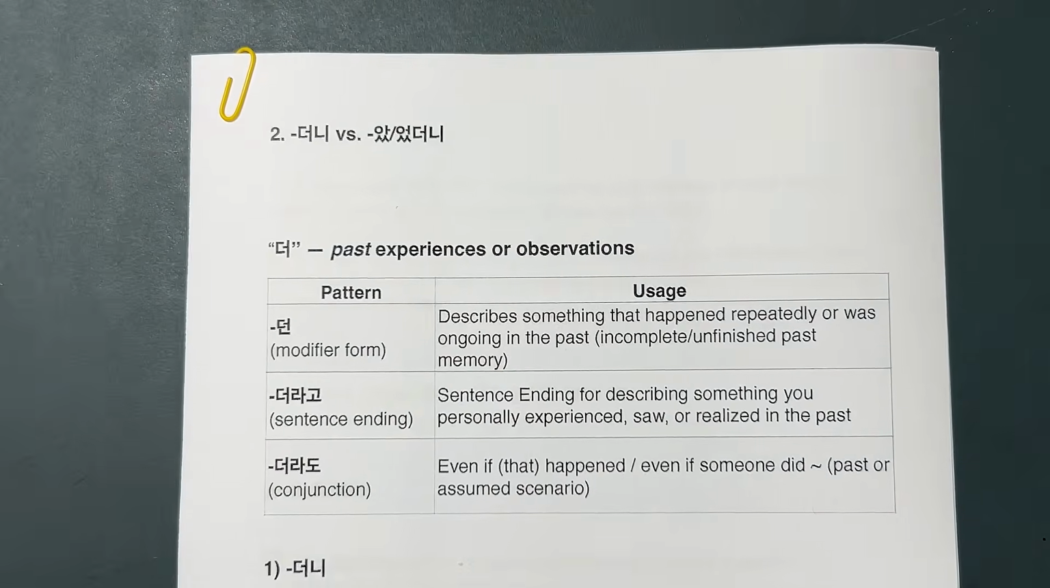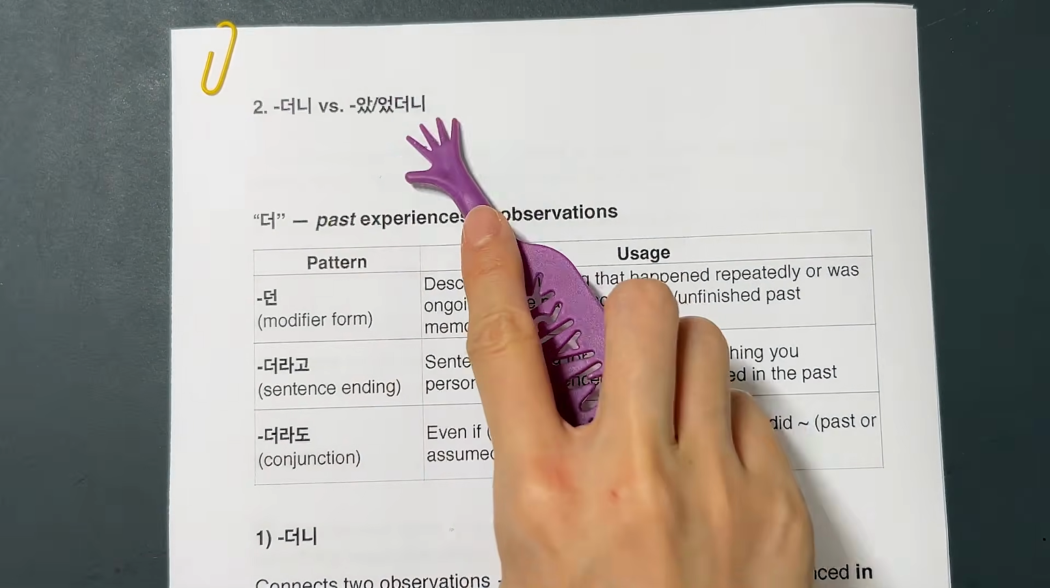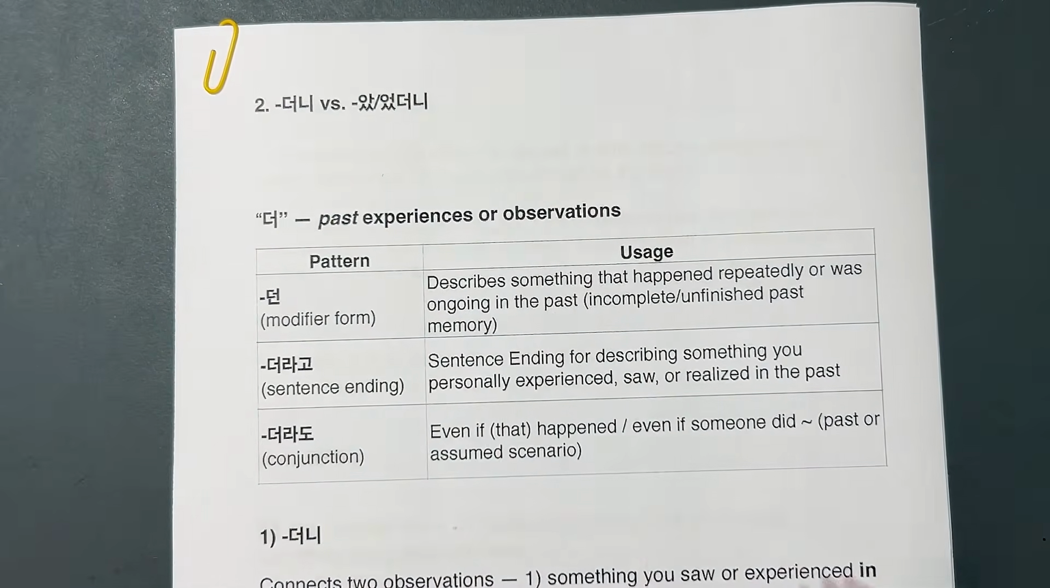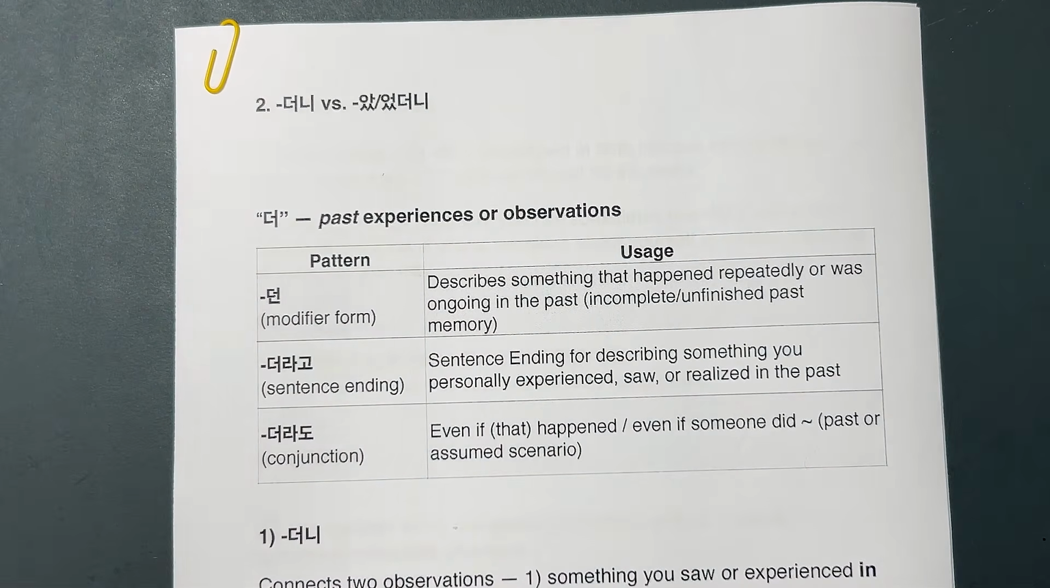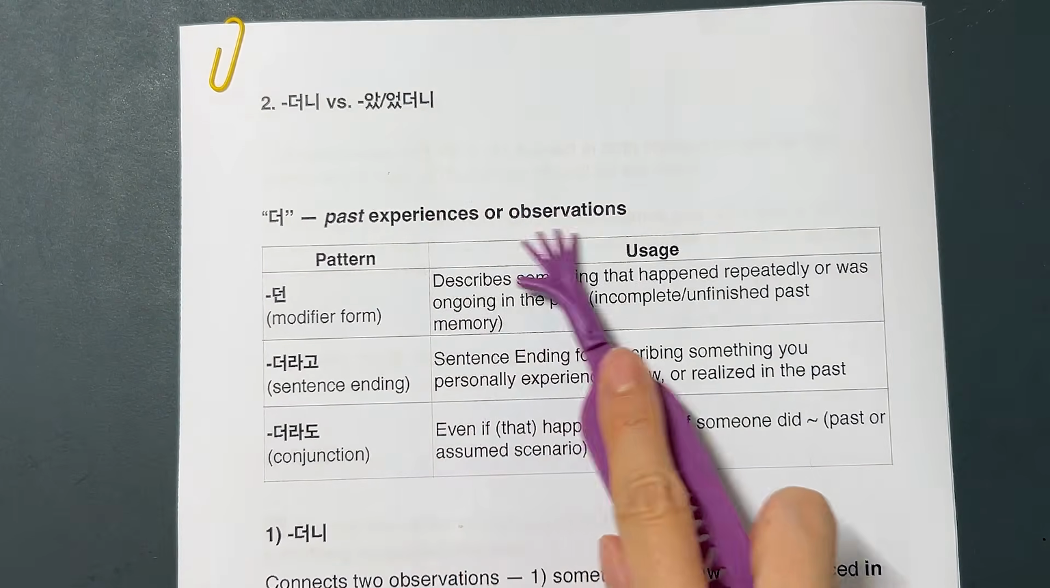Okay, so now let's move on to the next pair, 더니 and 았/었더니. So in Korean, when you see 더 in a grammar pattern, it often relates to the past, like past experiences or observations.